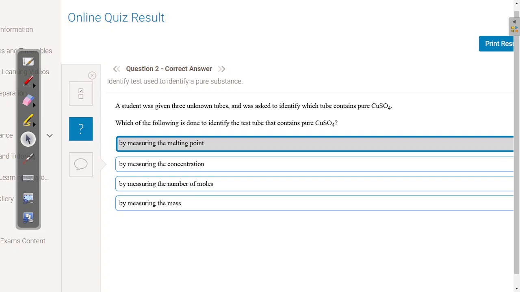you know that if it's impure, it will have a different melting point, right? Because I said the other particles will get in the way. It will need more heat basically to melt. So if you measure the melting point and you find it exactly the same as the pure, you will know that it's pure copper sulfate.